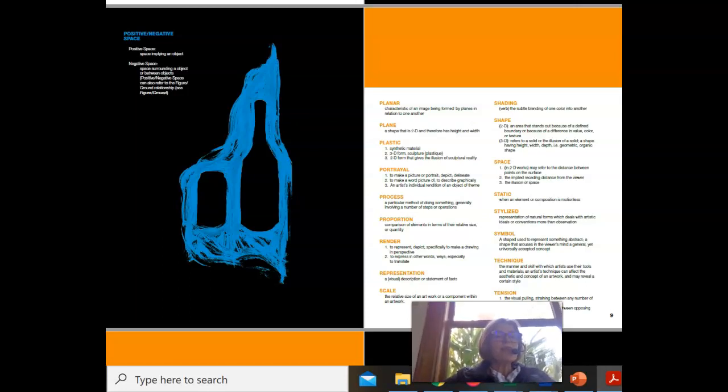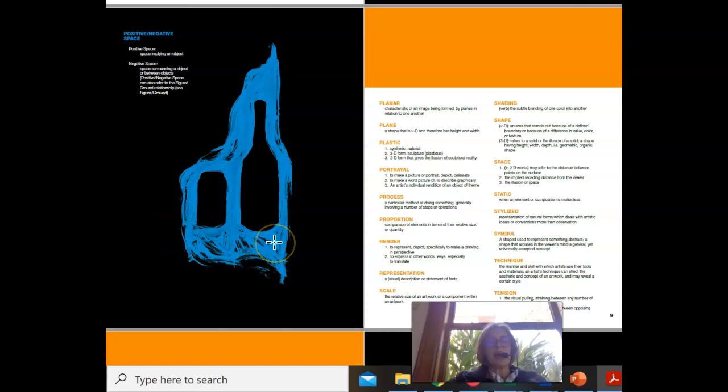Positive space, space implying an object. Negative space, space surrounding an object or between objects. Positive and negative space can also refer to the figure-ground relationship. So what we see here is a very interesting use of negative space, right? Where we see that the objects here, it looks like a can and a bottle, have actually been created by negative space rather than the positive that we can see has been used around it. And this is a device that artists use.